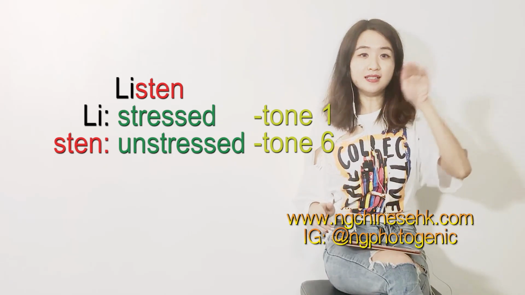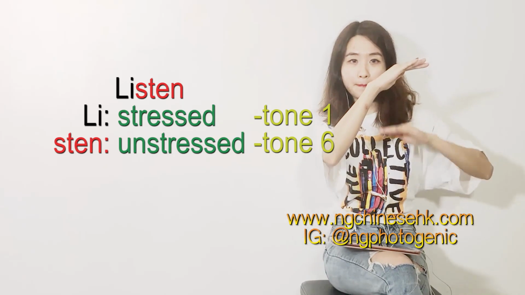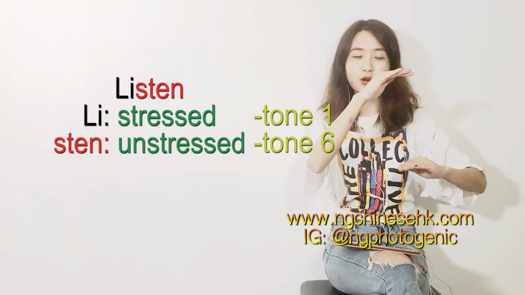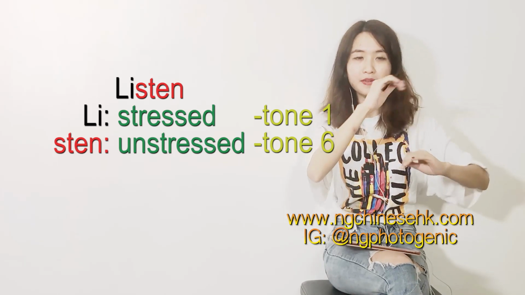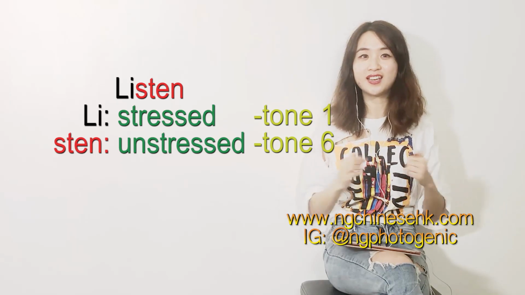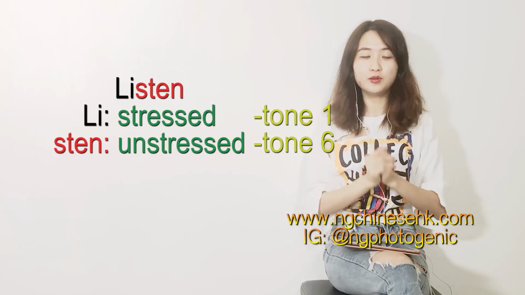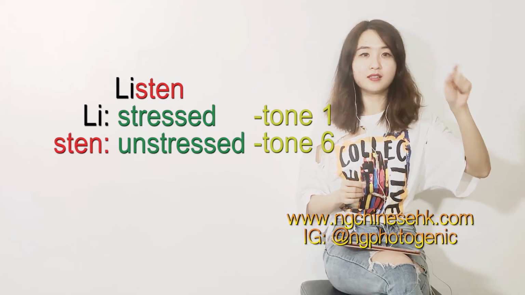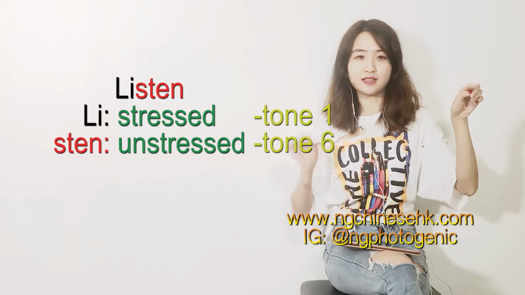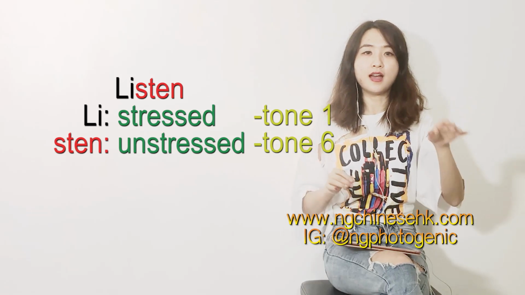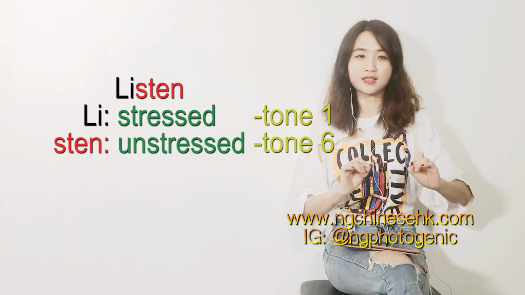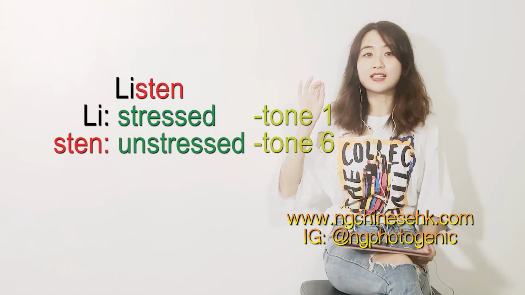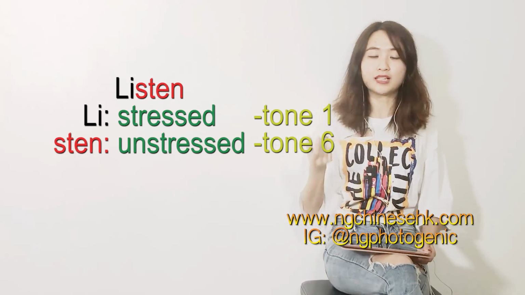So "listen", we can say "li" is tone 1 and "sin" is tone 6. Okay, so now you already have the idea. High tone, first tone is the highest, so "li", like the stressed syllable in English, and "sin", tone 6, is the unstressed syllable in English. All right, so let's just take "listen" as the practice method.